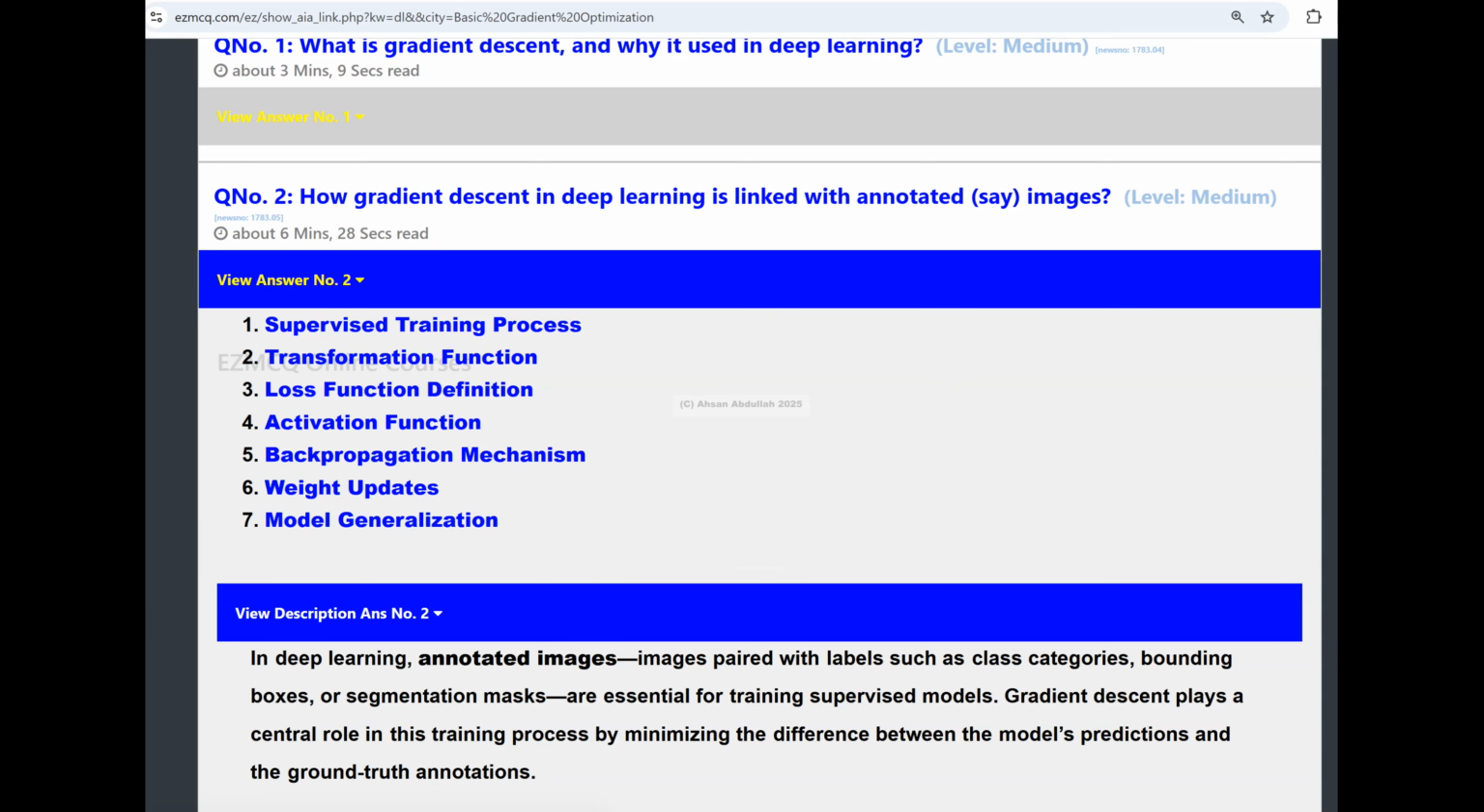So this is a supervised learning, right? Supervised training process. We have those annotated images. It could be text also, it could be audio also, okay? And that is the input-output pair, right? That is used by the model to learn the correct mappings during the training. And what is that learning? That learning is adjustment of the weights.